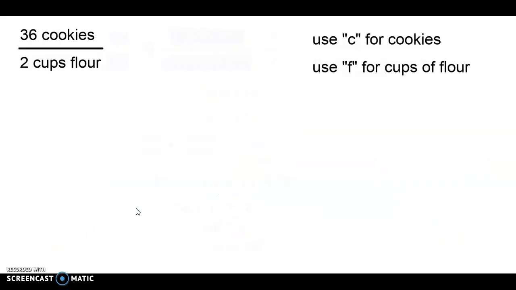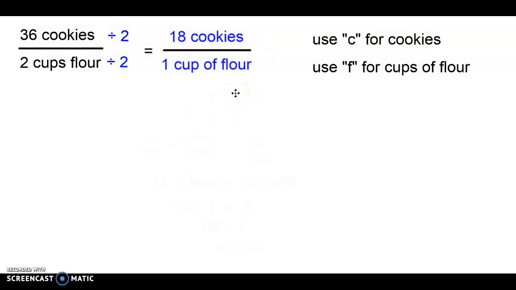This problem, 36 cookies to 2 cups of flour. Again, you want to find a unit rate. If that's how much you can make from 2 cups of flour, you want to know how much you can make from 1 cup of flour. So divide by 2 to get it to be 1 cup of flour. Do the same to the top, divide by 2, and you come up with 18 cookies to 1 cup of flour. We're going to use C to represent cookies and F to represent cups of flour.